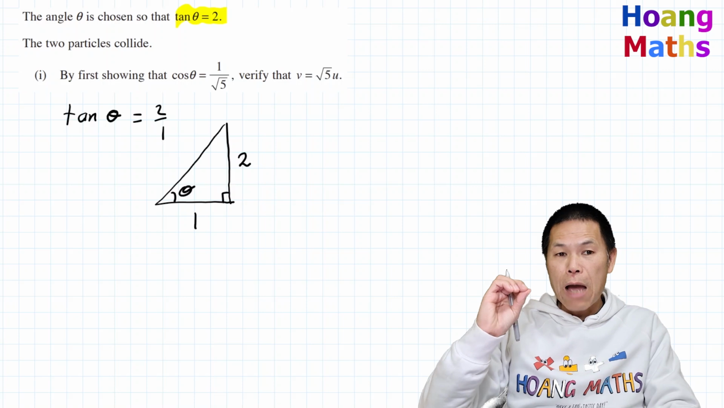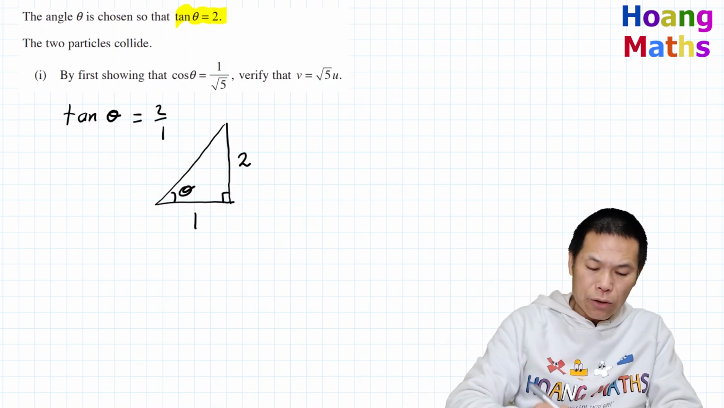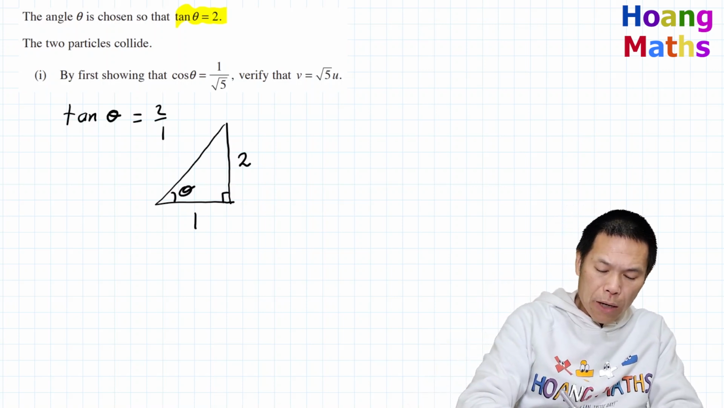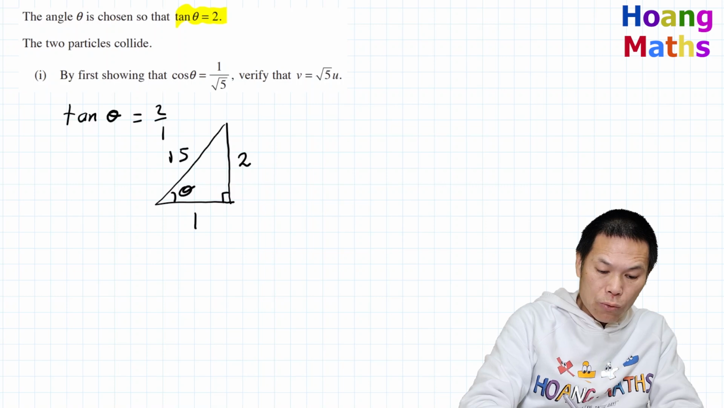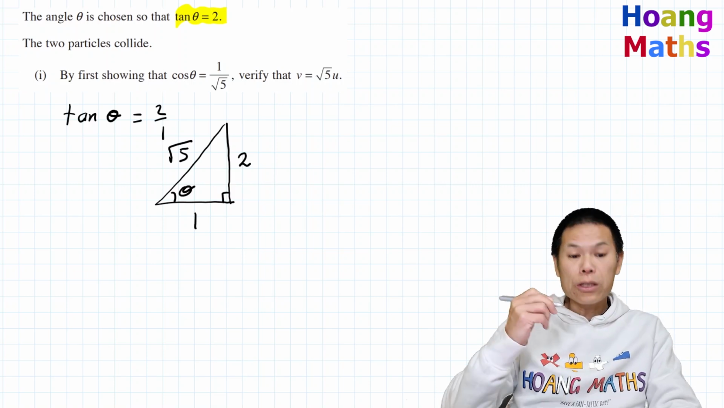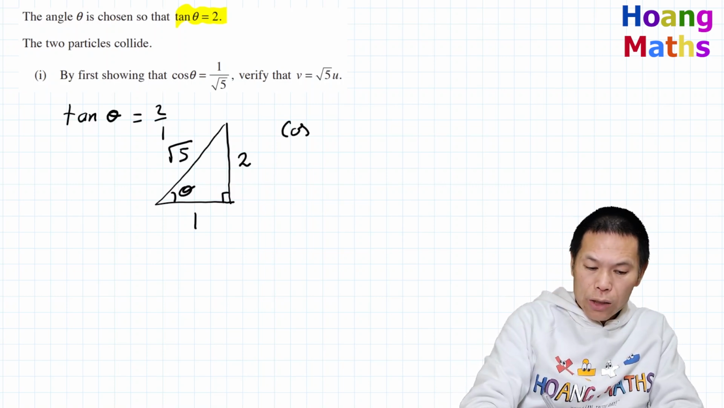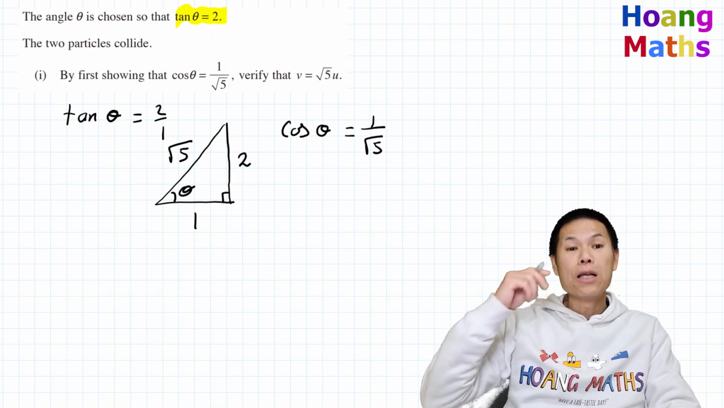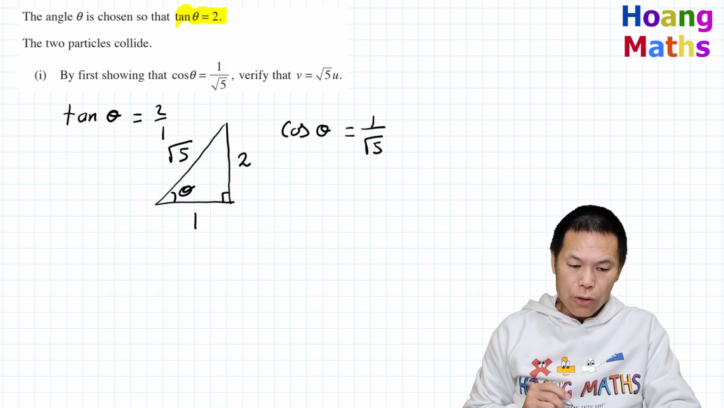We can find the hypotenuse by using Pythagoras' theorem. 2 squared is 4, plus 1 is 5, so the hypotenuse is square root of 5. So cos of theta is adjacent over hypotenuse, which is 1 over root 5. There you go.